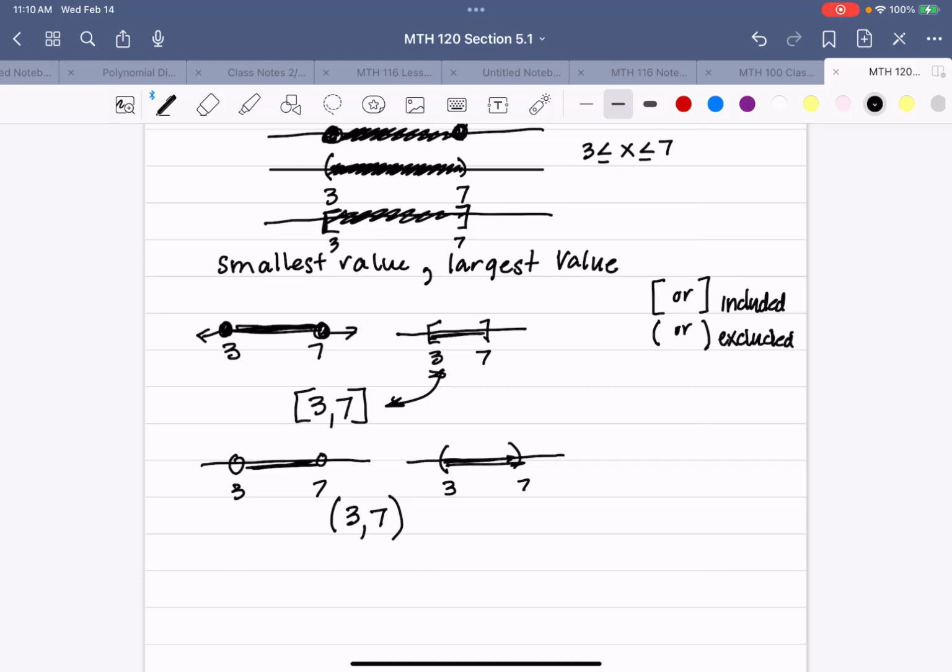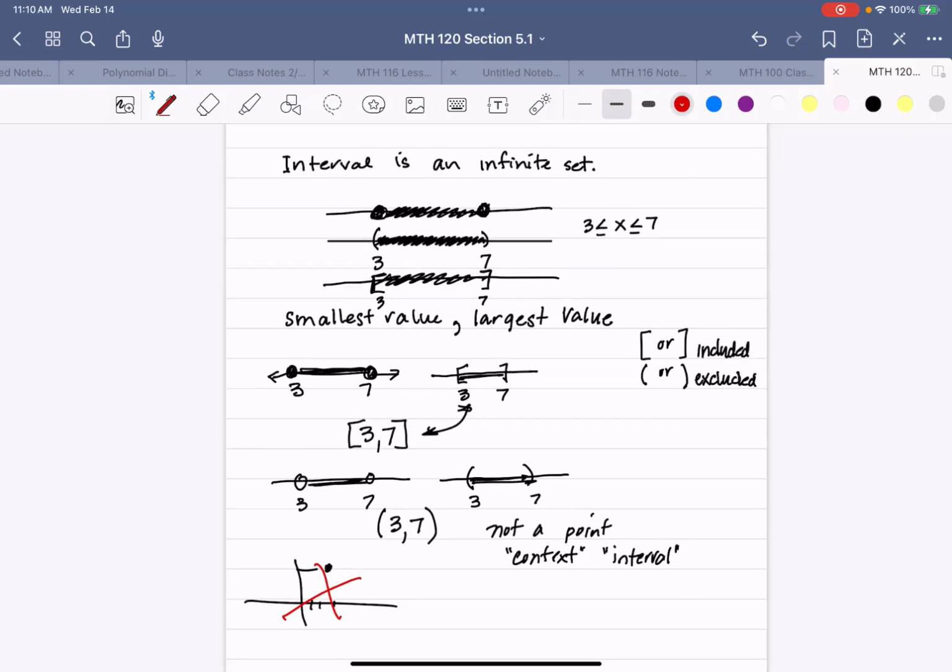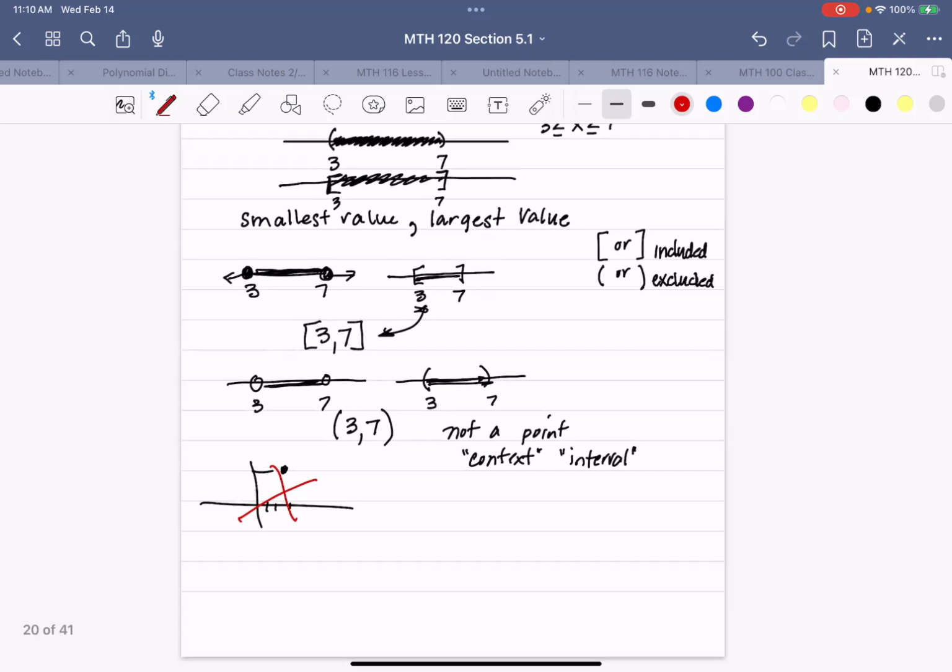Now, this is not to be confused with a point. This is not a point. It's all about context. So somewhere within the exercise, it would indicate interval, okay, and not a point, okay? So I know that it does look like if you go over 3 and up 7, there's a point here, but that's not what we're talking about in this context. So that's all you have to know about interval notation.